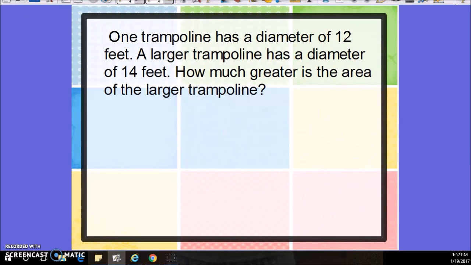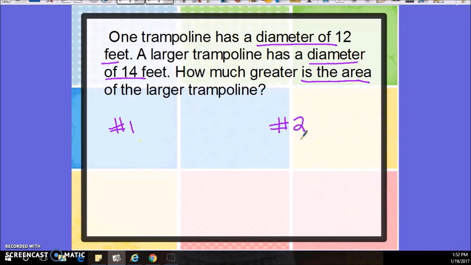Alright, so one trampoline has a diameter of 12 feet. A larger trampoline has a diameter of 14 feet. How much greater is the area of the larger trampoline? So we need to go ahead and underline our givens. We want to know how much greater is the area of the larger trampoline. So the first thing we need to do is find the area of both trampolines.